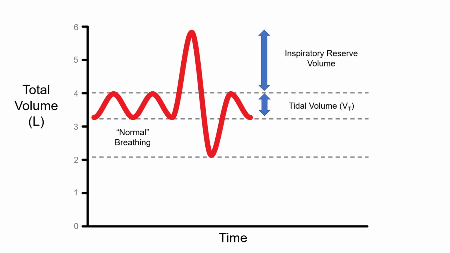When we take a deep breath, we're extending into what we call the inspiratory reserve volume. This isn't an area that we use very often, and it's usually only when we're doing strenuous work or if we take a deep breath in or we sigh.